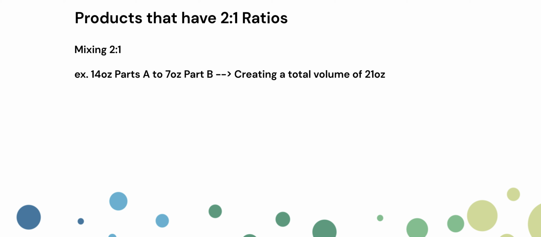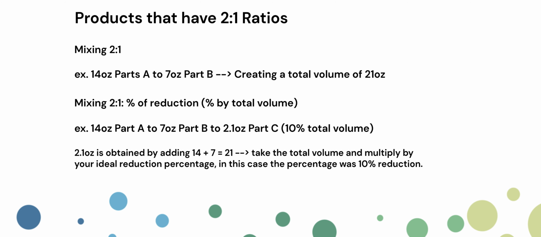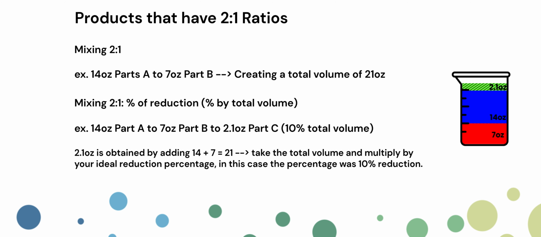Now when mixing with our products, our top coat system, you're supposed to be mixing 2-to-1 plus a percentage of reduction, and that is percentage by total volume. So in order to get that, you would have to take the total volume of 21 ounces and multiply it by a percentage that ideally you would need for your application. Now in the example below, we did 14 ounces of part A to 7 ounces of part B, and we got 2.1 ounces, or a total of 10% reduction.